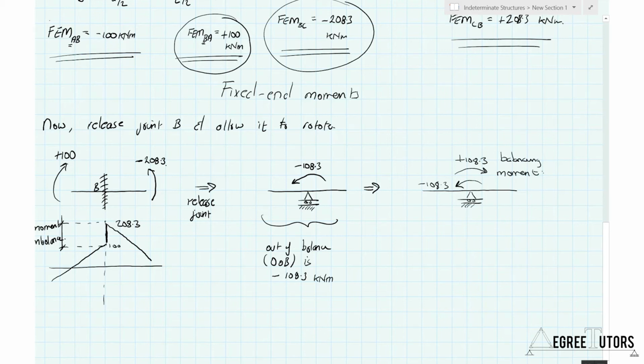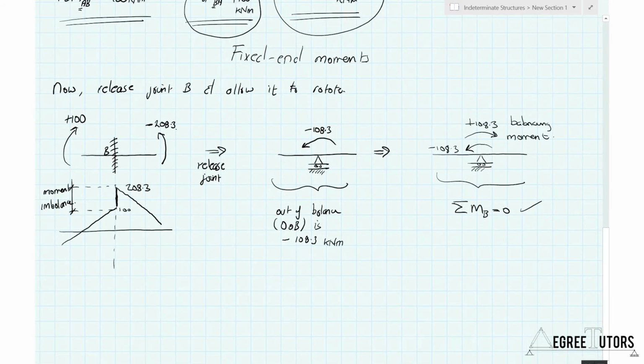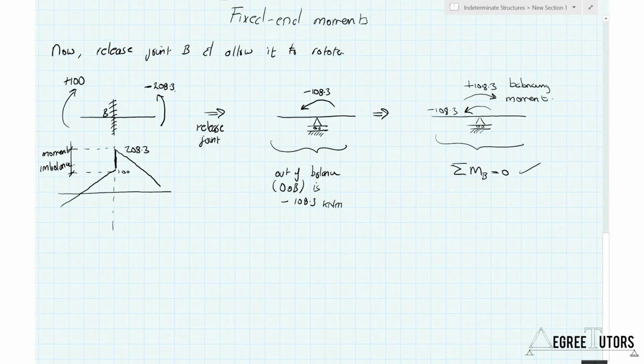Okay. So now what we have here is the sum of the moments at B is equal to 0. Tick. We're happy with that. We know we must have moment equilibrium at the joint. But now here is the next little nugget, which is key to this method.